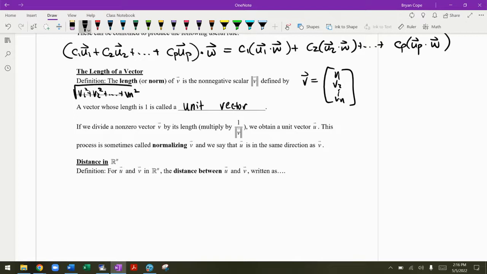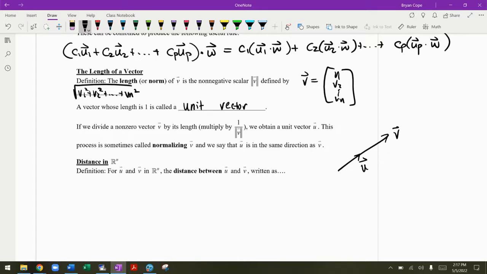And if we divide a non-zero vector v by its length, or multiply by 1 over its length, we obtain a unit vector. This process is sometimes called normalizing v, and we say that u is in the same direction as v. So if v is some vector and we want to make it unit length, we can either make it longer or shorter by just multiplying it by 1 over its length and turn it into a unit vector. That's going to be important when we talk about orthonormal sets in a few days.